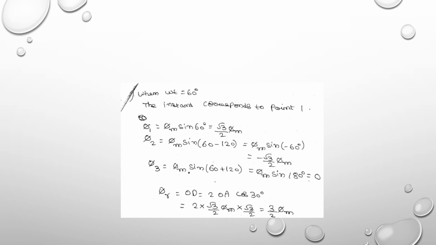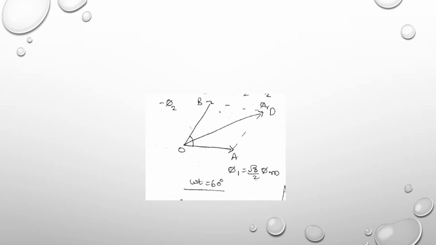Now, if you consider omega t as 60 degrees, again substitute omega t as 60 in equations 1, 2 and 3. Now, phi 1 will be root 3 by 2 phi m, phi 2 will be minus root 3 by 2 phi m and phi 3 will be 0. Again, phi r is calculated and the resultant value will be 3 by 2 phi m. And this is the phasor diagram of the resultant phasor phi r when omega t is 60 degrees.